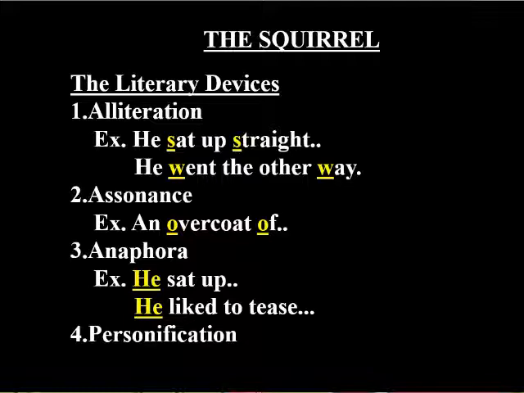Last one is personification. Personification is a poetic device in which non-living things, animals, and birds are treated as if they are human beings. Here, the example of personification is she, the word he. She in this poem is used for the squirrel, but in normal life we use she for a female person. So here the squirrel is personified by she.